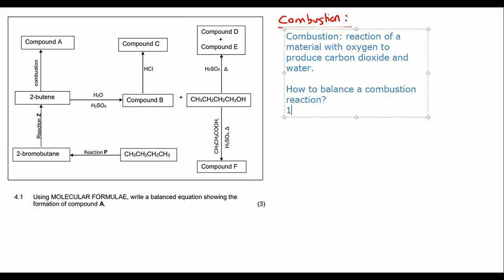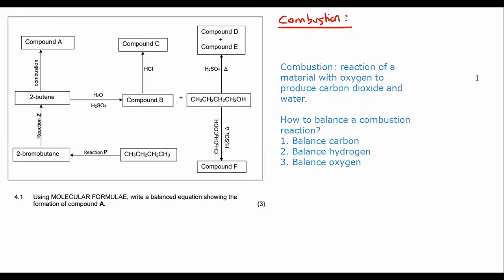We said that there are 3 steps, and you should do it in these steps in order for it to work out very nicely. Step 1, balance the carbon. Step 2, balance the hydrogen. I'll show you how it works now. And then step 3, balance the oxygen. Okay, and you can do that for any combustion reaction. So they want us to do the combustion reaction with 2-butene.